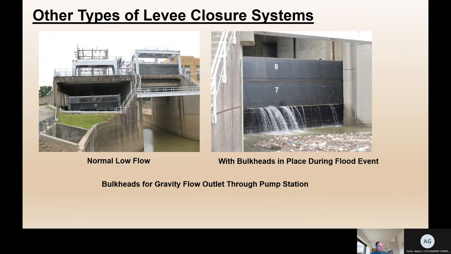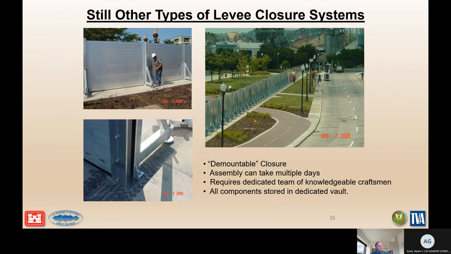This is a particularly large gravity flow outlet for a creek. And bulkheads are placed to close that off during a flood. And other types of levee closure systems, demountable closure. This is Evansville, Indiana. It's over 1,500 feet long. Takes a crew of knowledgeable craftsmen multiple days to install it.